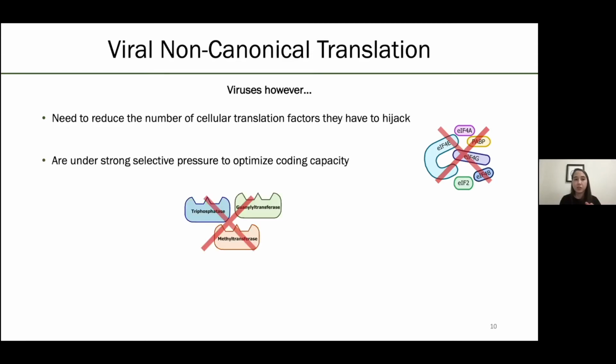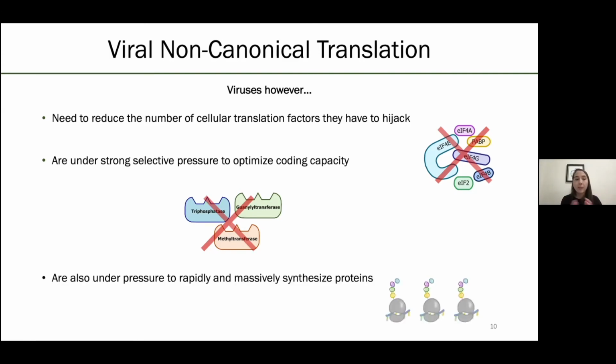They also will have less chances of being, for example, detected by the cell defense machinery. Viruses are also under strong selective pressure to optimize their coding capacity. That means that they are under a lot of pressure to have smaller genomes, so they don't really have space in their genome to code for all the enzymes that they need in order to carry on a canonical translation process. Finally, viruses are under a lot of pressure to rapidly and massively synthesize proteins because they need to basically exponentially assemble new particles to be released. So they need to constantly and rapidly produce these proteins.